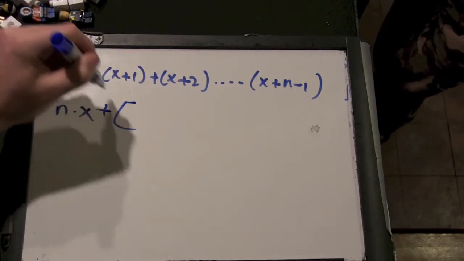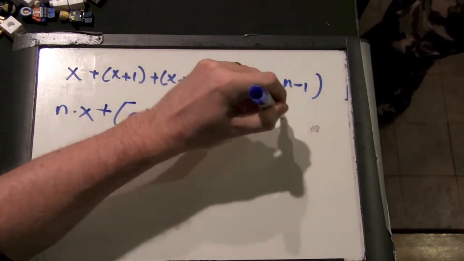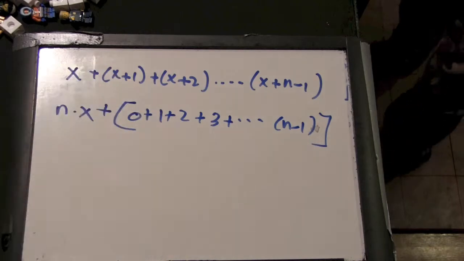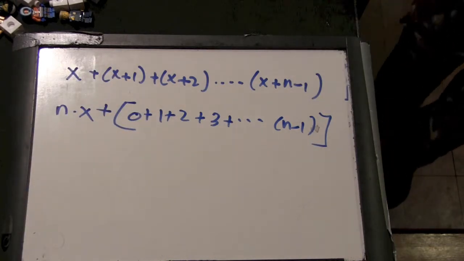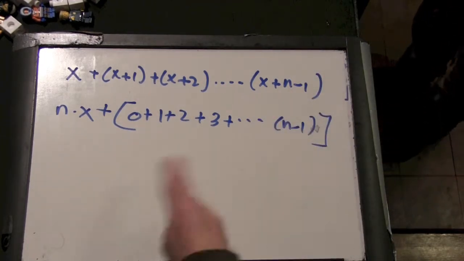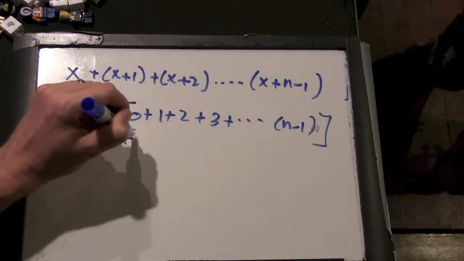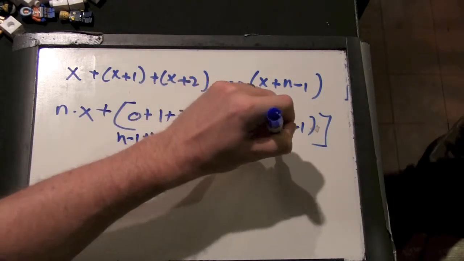Well, I'm going to include the 0 here. 0 plus 1 plus 2 plus 3, plus all the way up to n minus 1. Okay. How do I add that up? Well, then we can write it backward. When we write it backwards, we get n minus 1 plus n minus 2 plus 2 plus 1.